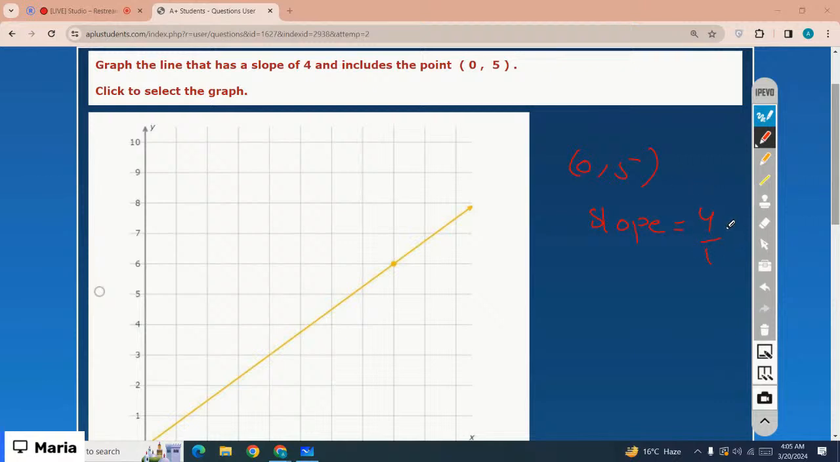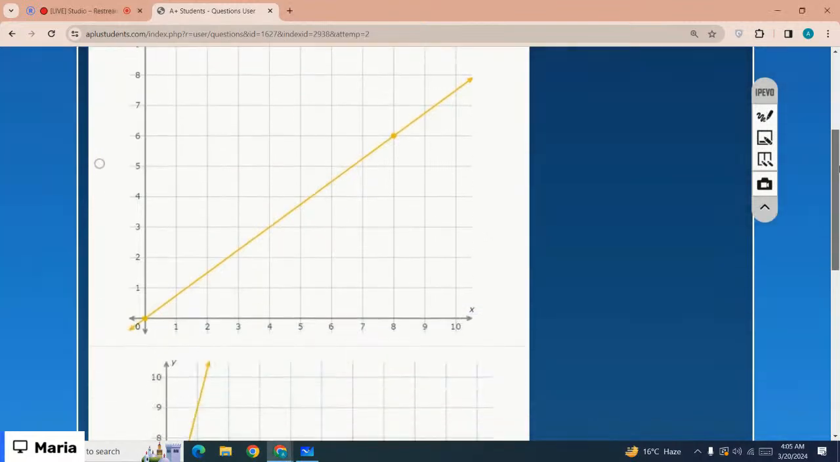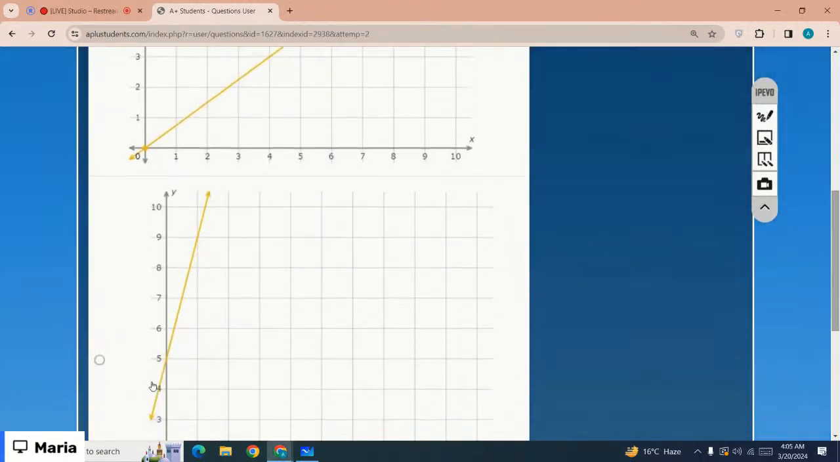So, slope is change in y divided by change in x, right? So that means you have to move up 4 and right 1. Got it? So let's see 0, 5 first. The point is 0, 5. Here is the point 0, 5, right? Then you have to move up 4. 1, 2, 3, 4. You have to move right 1 and up 4.